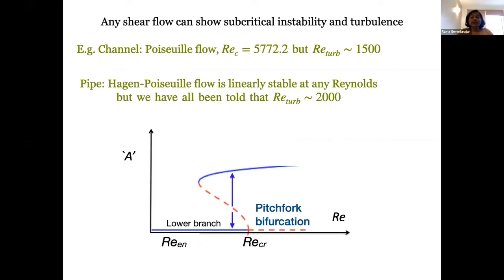So any shear flow can show subcritical instability and transition. This is a point I want to make, and we will talk about it in much greater detail tomorrow, but it's important to make. In a Poiseuille flow, we've seen that the critical Reynolds number is 5772, but we've also seen that very rarely can you reach 5772 while being laminar. Unless you're doing a very careful experiment, you can't even see it. You'll see turbulence at a Reynolds number of the order of 1500, depending on the disturbances and the particular situation in your flow.